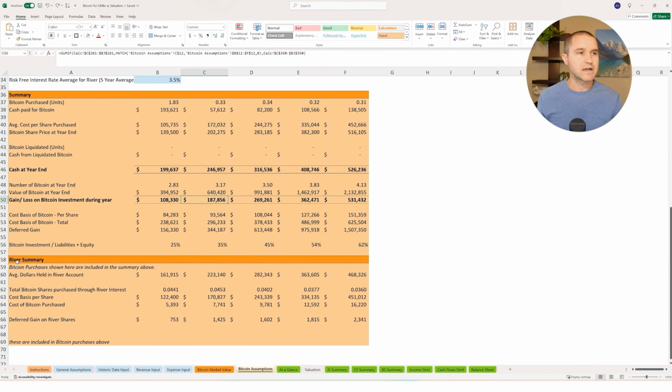And then here's your summary just for River, basically the working capital cash that you're holding in the River account. It also allows you to see what kind of Bitcoin you're able to purchase through that checking account where you're earning interest. Okay, so that's the Bitcoin side of this.